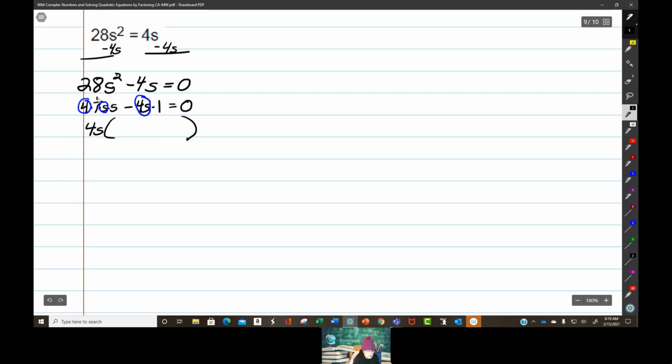My leftovers are 7s in the first term and 1 in the second term, and that equals 0. Now I've factored it. I have factored my quadratic equation. Now I set each factor equal to 0. 4s equals 0 and 7s minus 1 equals 0.